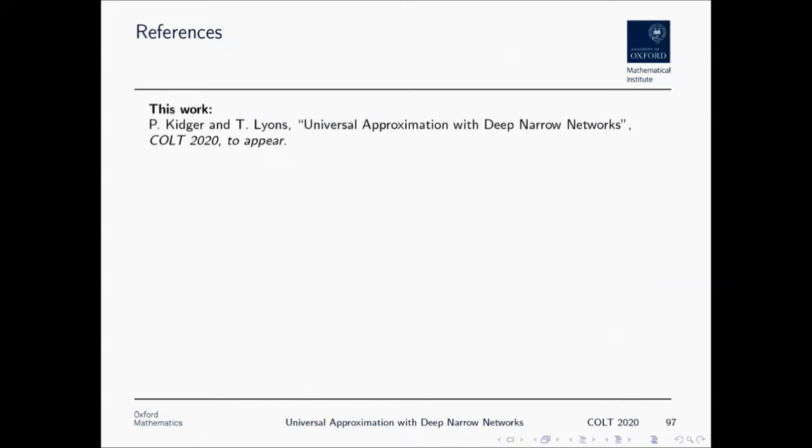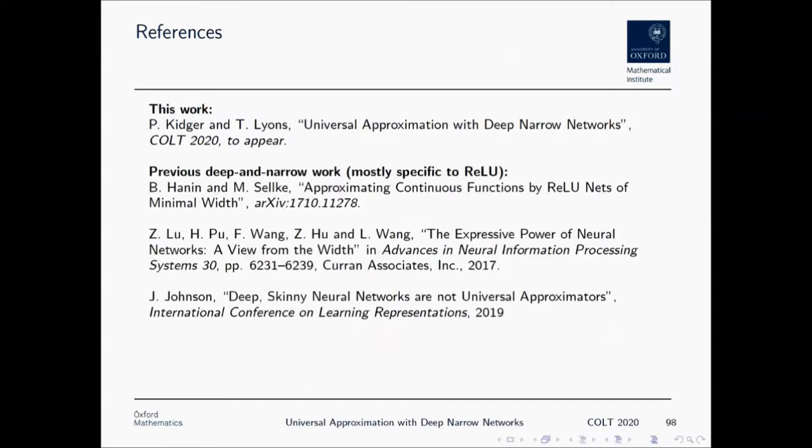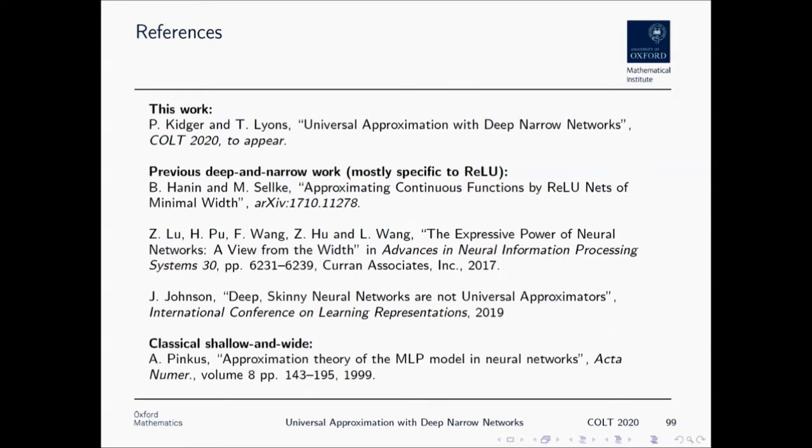So with that, here are some references. This is the paper I've been describing here. And then this is some previous work on the deep and narrow case. Most of this is specific to the ReLU, and this is really what our innovation is: that we're able to present these results without relying on the friendly algebraic properties and explicit description of the ReLU. And then finally, this is the classical version of the universal approximation theorem for the shallow and wide case.